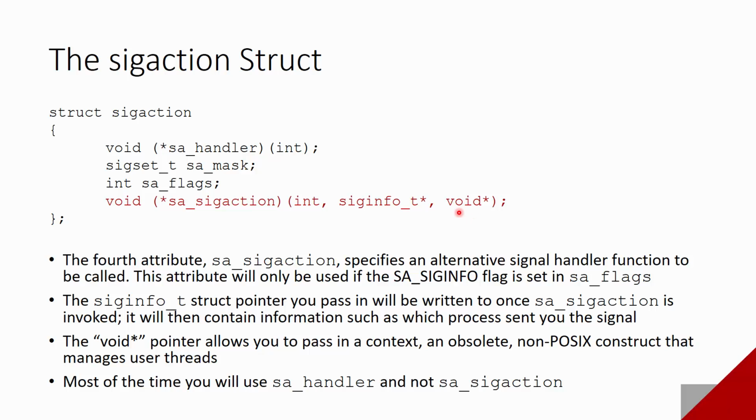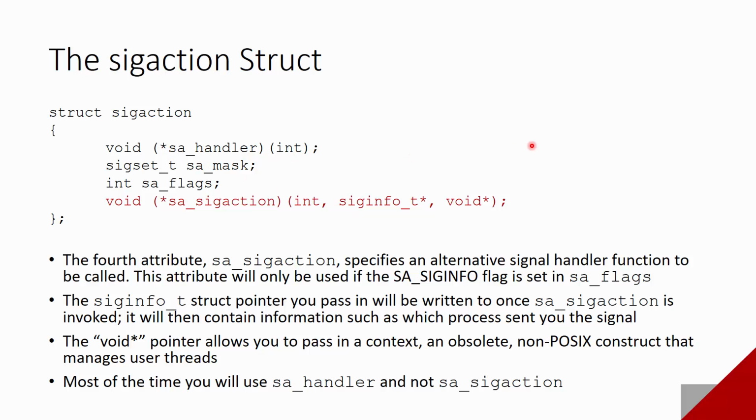The last argument is one of those do not use deprecated arguments. This is from an old thing called ucontext, which is a very obscure, very obsolete, very non-POSIX way to manage user threads that essentially let you reset the entire state of the CPU. Horribly non-reentrant, very interesting stuff, but we just don't use it. It's not needed anymore. Most of the time, you're not going to use this lower option.